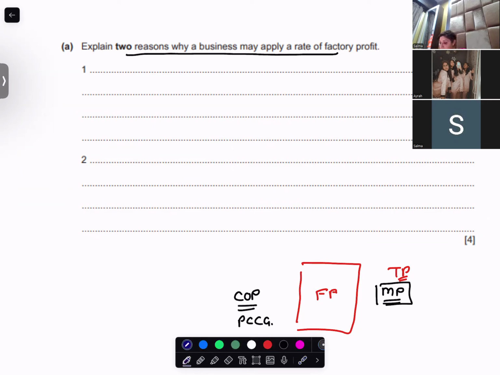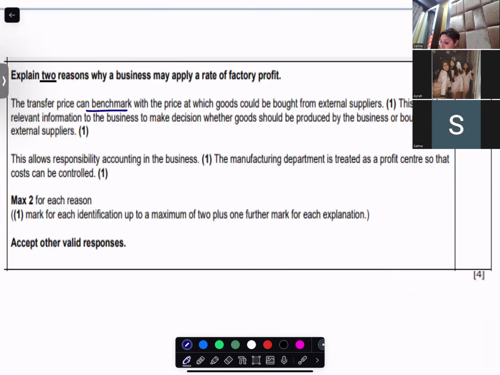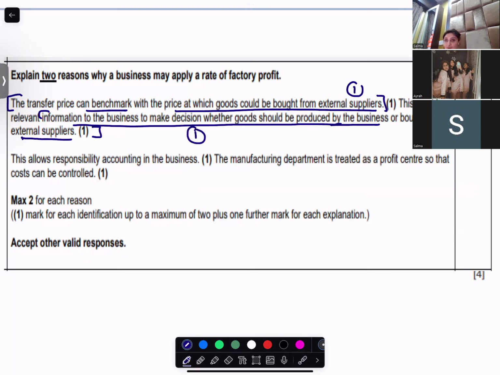Okay. Come on, two reasons why you may apply a rate of profit. So first is that it helps create a benchmark so that the business gets to know whether or not it should continue producing the goods. The transfer price can be a benchmark for the price at which goods can be bought from external suppliers. 4 marks, okay? So this will give you 1 mark. This information helps the business to make a decision whether you could produce the goods or you can buy the goods from external suppliers. So 1 and 1, two marks. Another 2 marks.